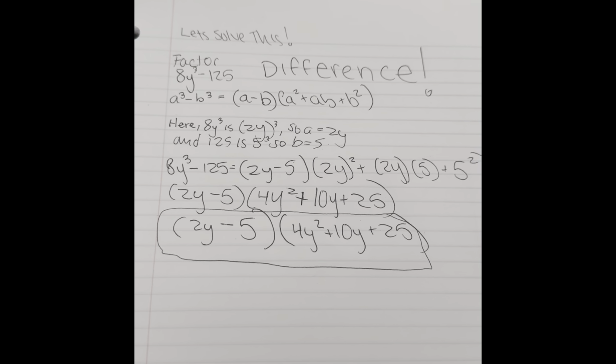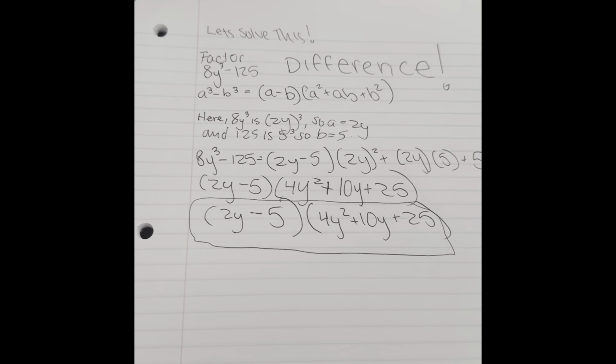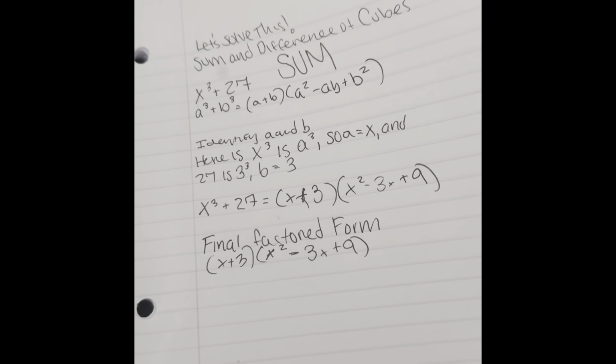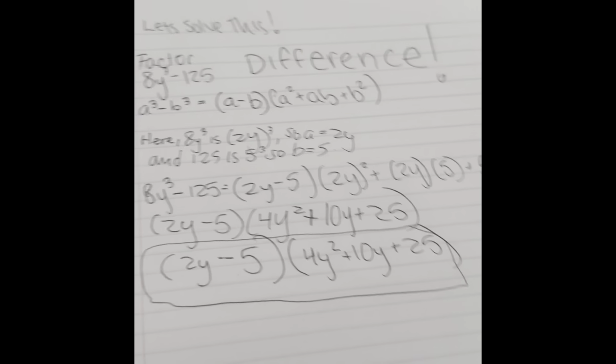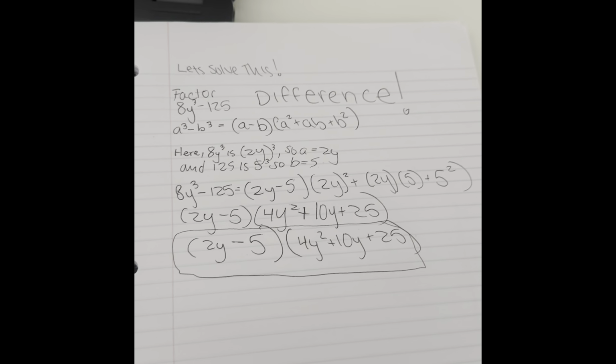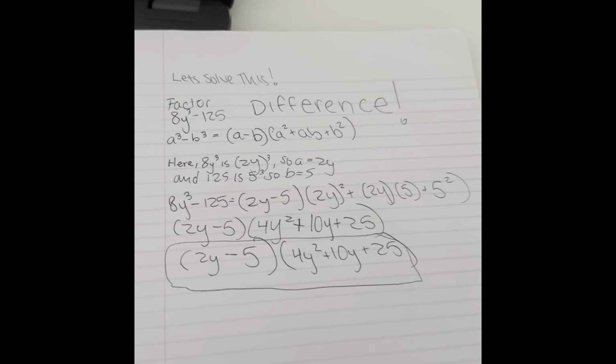Our equation here is 8y cubed minus 125. Our formula is going to look a little bit different from the last formula. You'll notice that on this formula we have a squared plus ab plus b squared, and on the last one we had a squared minus ab plus b squared. So it is a little different, but pretty much a very similar process. Here 8y cubed is 2y cubed, so a equals 2y, and 125 is 5 cubed, so b equals 5.